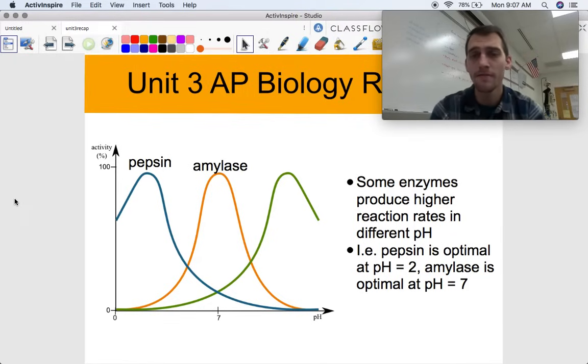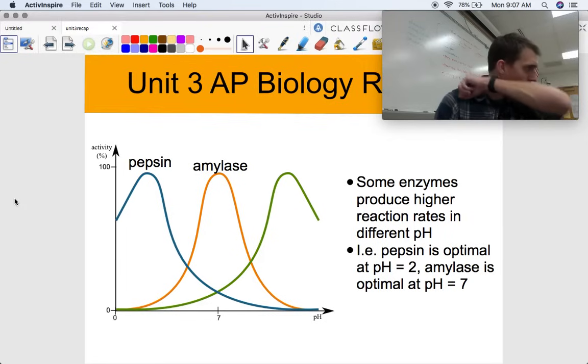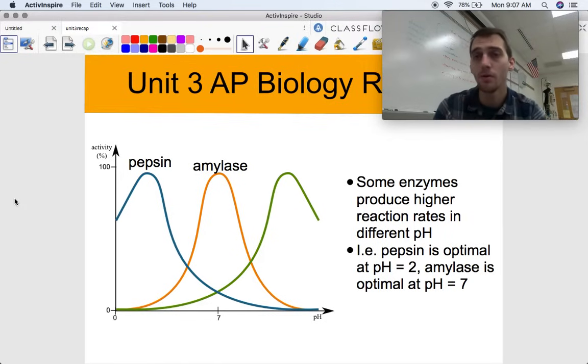Okay, so pH is another factor. For example, pepsin is a group of enzymes that stay in your stomach, and they break down proteins. This stomach acid makes the pH very low in your stomach. So pepsin only works at about a pH of 2.